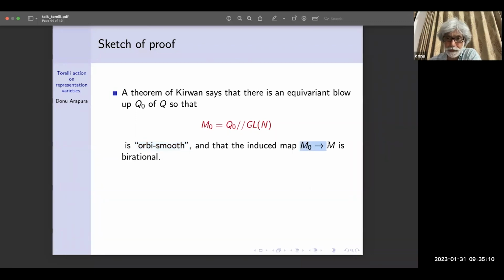And moreover, the map induced on the quotients from M naught to M is birational. So Kirwan calls this a partial resolution because there may be mild singularities, but you can just view it as a very nice resolution in this situation. So maybe I should explain where this is going.